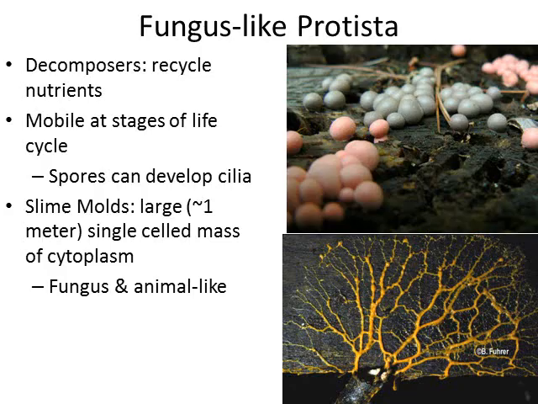The one on the bottom is a really neat example. This slime mold actually grows out and it pulses, almost like it has a heartbeat. And what's neat about it, like it says, is that it's a single cell. It's a single mass of cytoplasm. So this thing can grow rather large, and it's literally only one cell with a pulsating cytoplasm. And what makes it, again, fungus-like is that it's a decomposer, and animal-like in that it has spores on it that can swim around at an early stage.